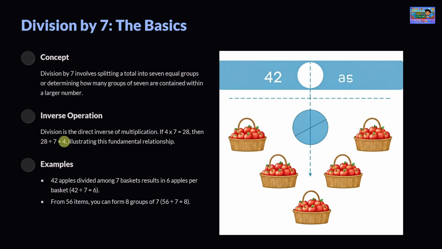Inverse operation: division is the direct inverse of multiplication. If 4 times 7 equals 28, then 28 divided by 7 equals 4, illustrating this fundamental relationship. Examples: 42 apples divided among 7 baskets results in 6 apples per basket. 42 divided by 7 is 6. 7 times 8 equals 56, so 56 divided by 7 equals 8.